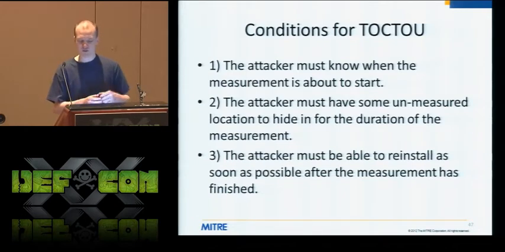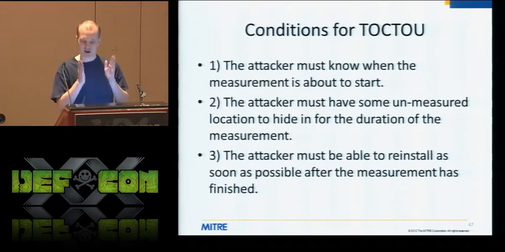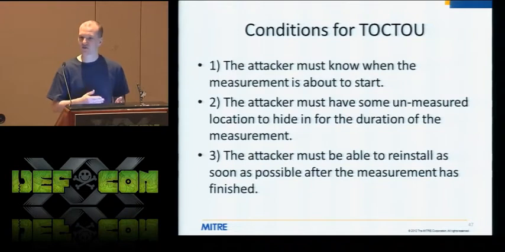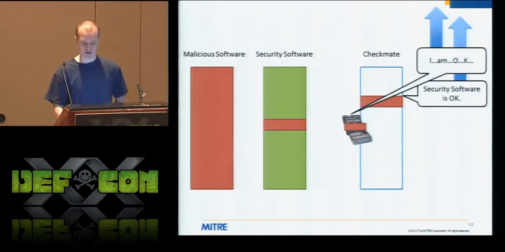Second, they have to be able to move themselves to some unmeasured location, or they have to remove their existing hooks for the duration of the measurement. So they basically have to clean things up so that at the time that you check it, it looks clean. And they have to be somewhere that's not measured. And then the third thing is that they need to reinstall as fast as possible after the check is done, because if they don't reinstall right when you're done measuring, then the system is running for some period of time where they're not in control. And that's a problem that leaves them vulnerable to other regular detection mechanisms.